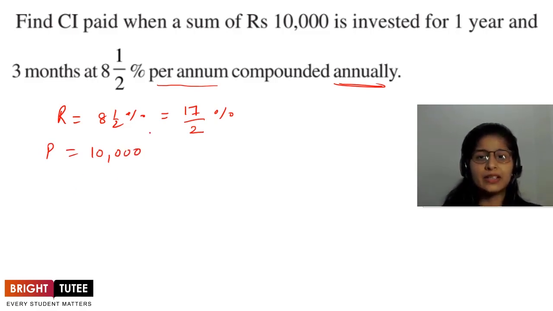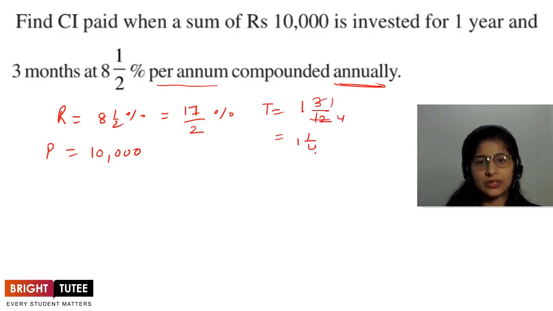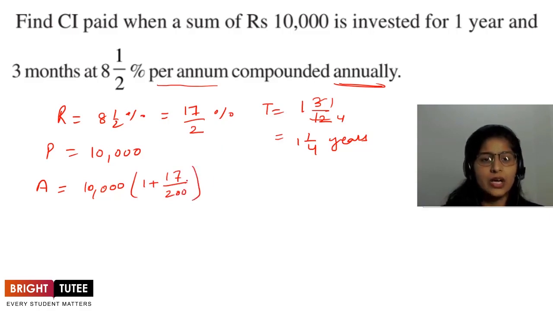So what will be the time taken? Time taken is 1 year 3 months, right? So can you convert this 3 months into years? Yes, by dividing it by 12. So we get 1 whole 1 by 4 years. So let's put it in the formula of amount, because we have to find out compound interest, and for that we need the amount. So 10,000 into 1 plus rate, 17 upon 2, it will become 17 upon 200, to the power 1 whole 1 upon 4. Now how to solve this fractional power, that is the major concern.